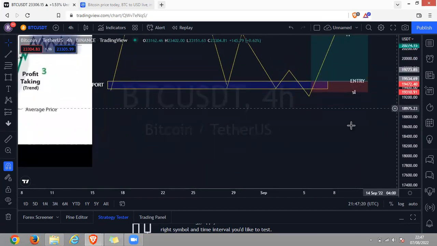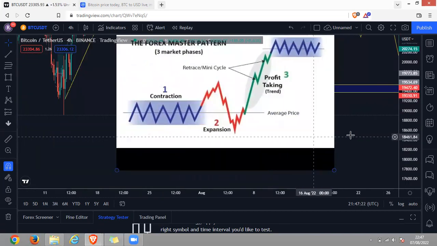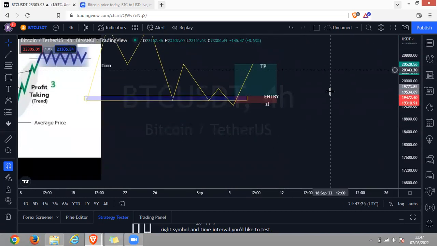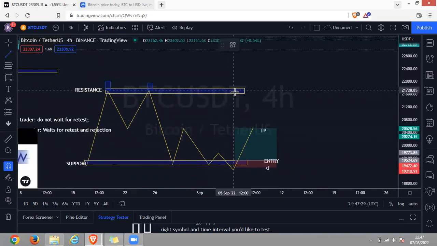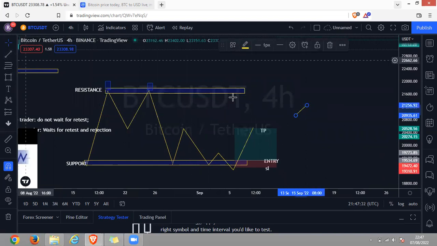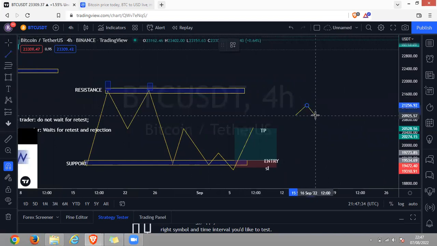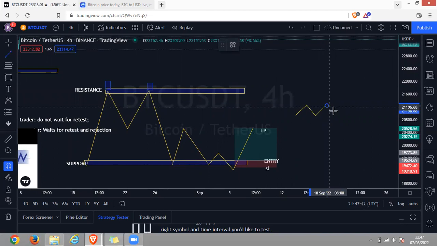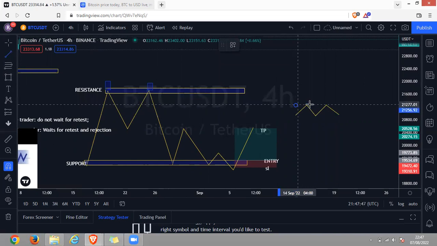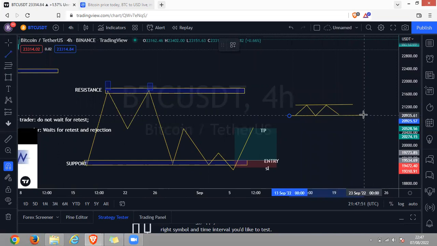So this is it. Let me try to explain. This is what happened. This is contraction. I'm going to explain this in relation to our ways, please. So if you know this strategy, you might likely be avoiding that. This is the contraction phase. We can see that here. That's this one, the contraction phase.